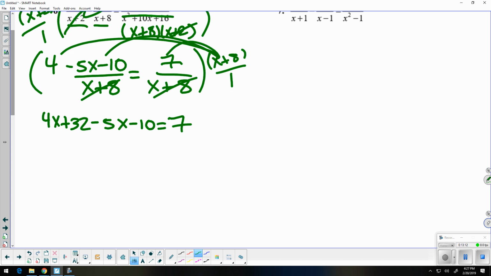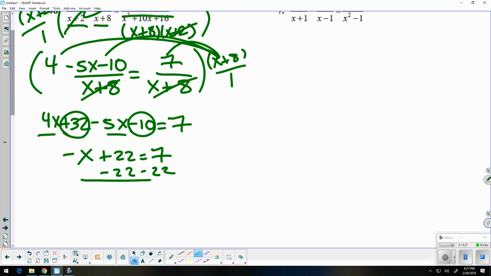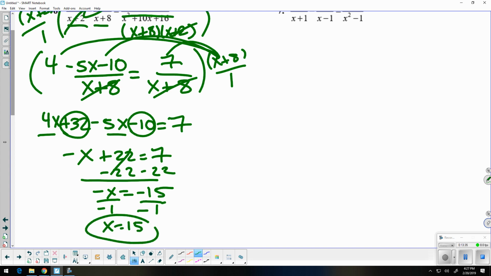So we have 4x minus 5x, that's negative 1x. And then 32 minus 10, well, that would be 22 equals 7. And now solving for x, subtracting 22 on both sides, getting x by itself, I'd have negative x equals negative 15. Dividing both sides by negative 1, or multiply both sides by negative 1, you should get x equals 15.